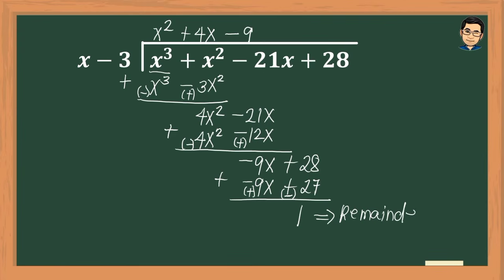So, paano natin isusulat yung remainder? So, sulat lang po natin siya, x squared plus 4x minus 9 plus yung remainder natin, which is 1, over the divisor, which is x minus 3. So, this will be our final answer.